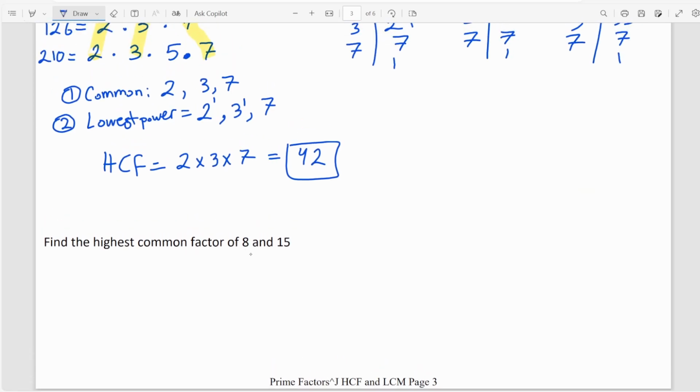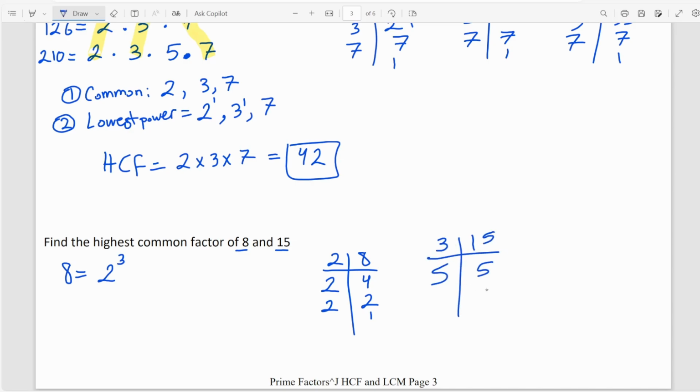So highest common factor for 8 and 15. So I will go ahead and prime factorize, find the prime product of 8. So it's going to be 2, gives you 4, another 2, gives you 2, and another 2, gives you 1. So 8 is equal to 2 to the power of 3. Now as for the 15, we're going to start with 3, gives us 5, and 5 gives us 1. So 15 is equal to 3 times 5, all right?